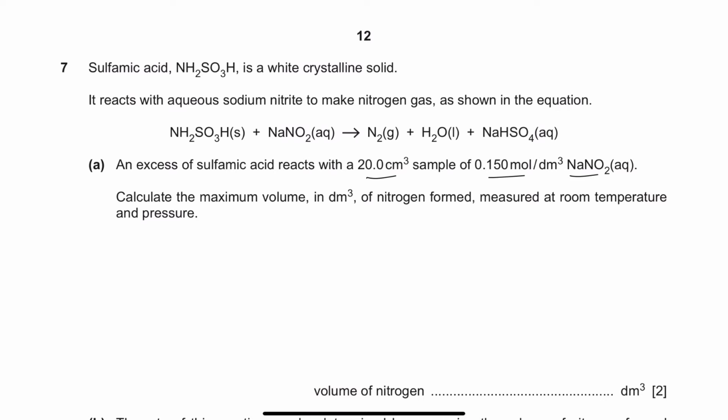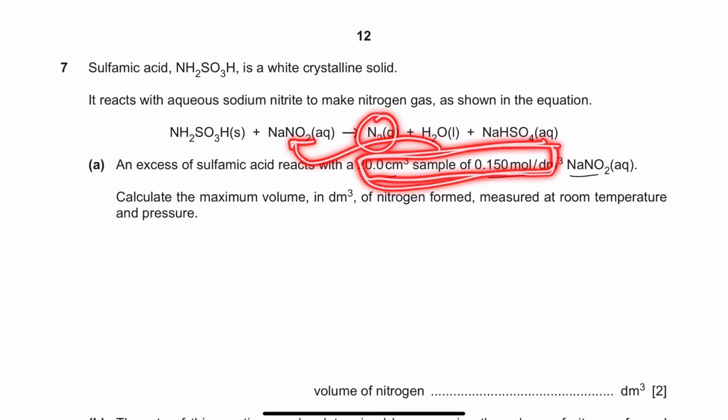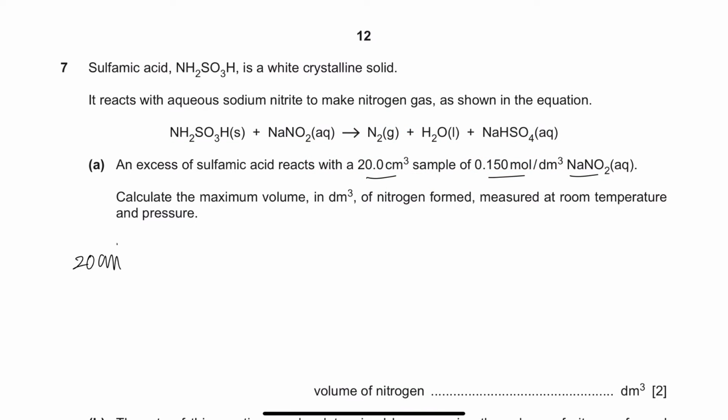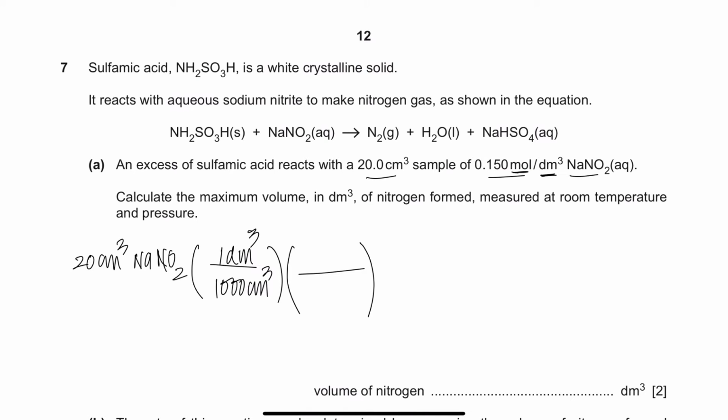So the data is given for NaNO2 and you'll use NaNO2 to calculate. You'll find the moles of NaNO2 from here, then use that and the equation to find N2. Let's write our known data: 20 centimeter cube of NaNO2. You don't need centimeter cube, you need to go till moles, and the relationship is between decimeter cube and moles. So first go to decimeter cube. 1 decimeter cube has 1000 centimeter cube of NaNO2, and 1 decimeter cube of NaNO2 has 0.150 moles of NaNO2. How do I know this? Right here.